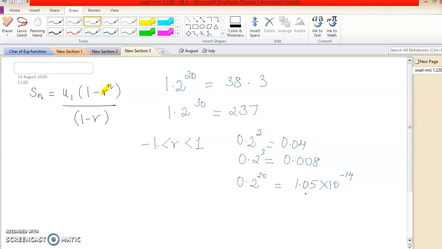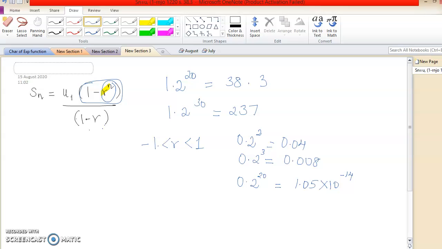Now, what does this indicate to us? That when the value of r is between -1 and 1, as n is increasing, the value of Sn is coming closer and closer to the value of u1 over 1 minus r. Why is this happening? Because this r to the power of n is becoming smaller and smaller, to a point that this whole term is non-existent. It is coming very, very close to 0.